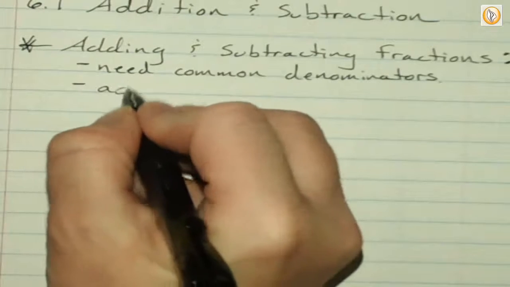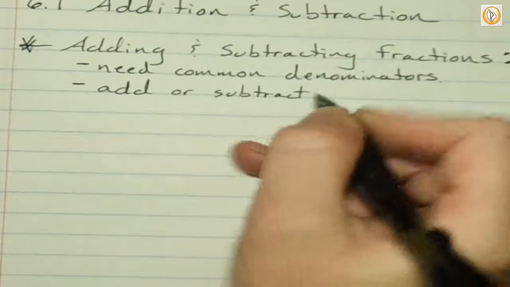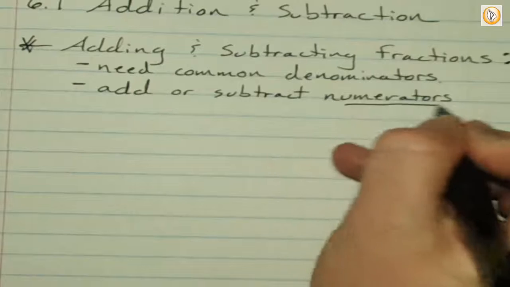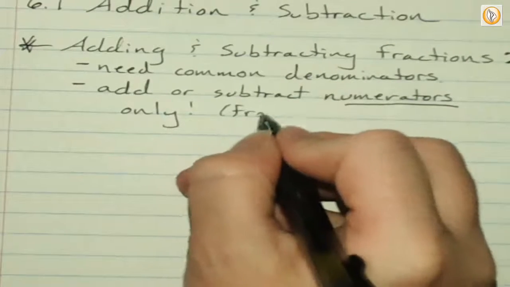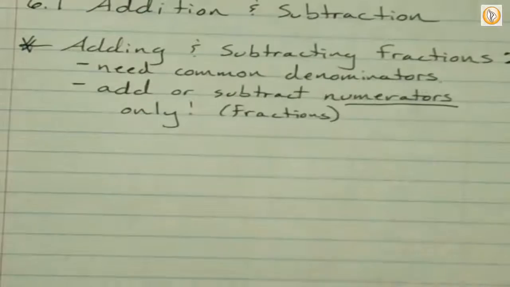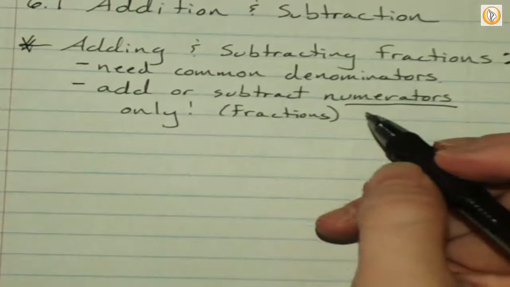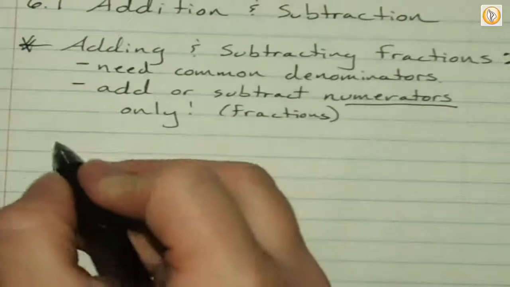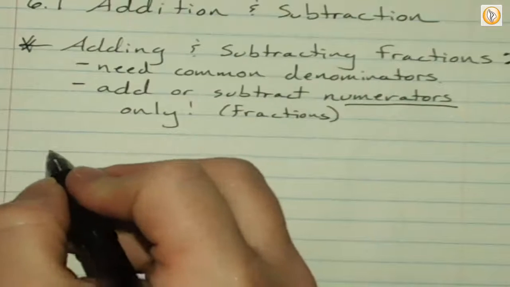You add or subtract numerators only. That's when we're doing fractions. So you need to have a common denominator. You add and subtract the numerators only. You don't add and subtract the denominators.